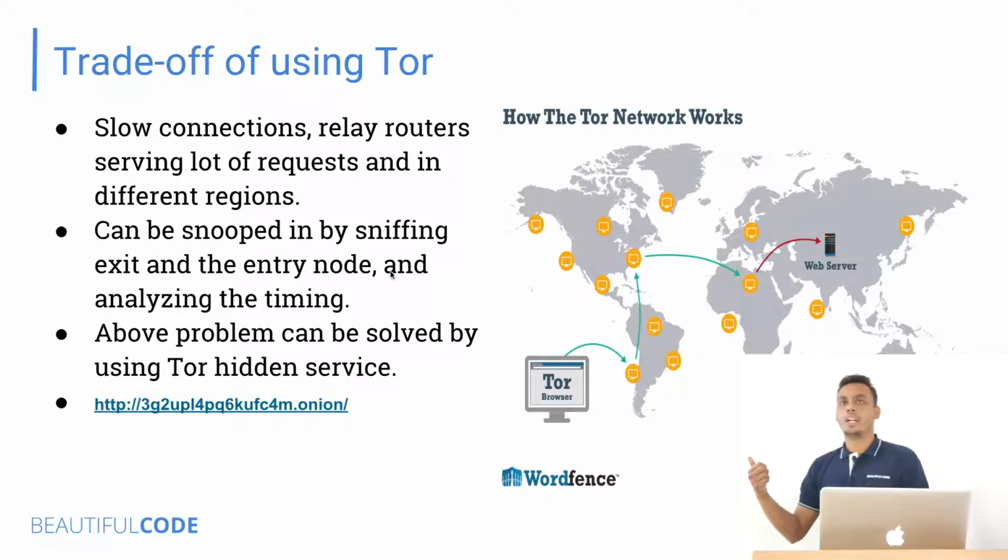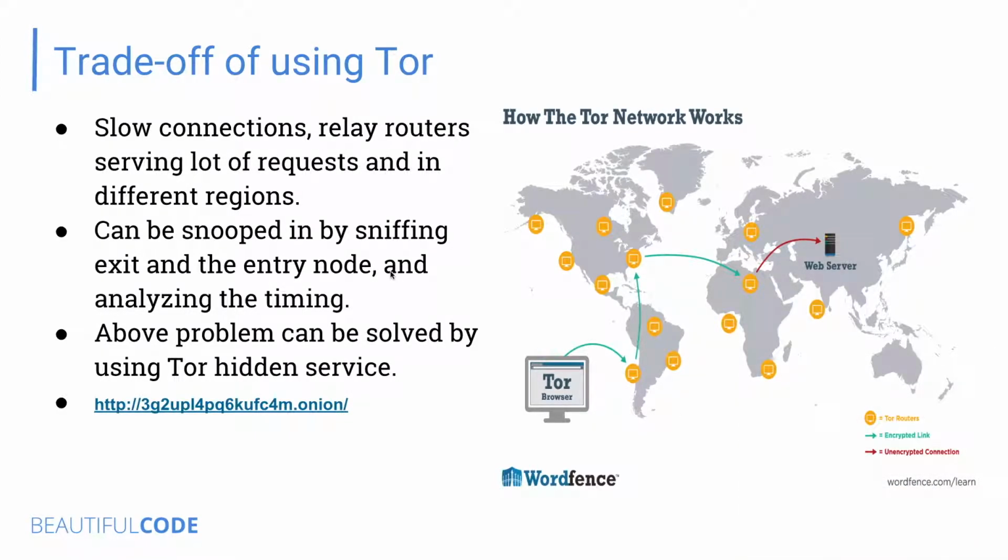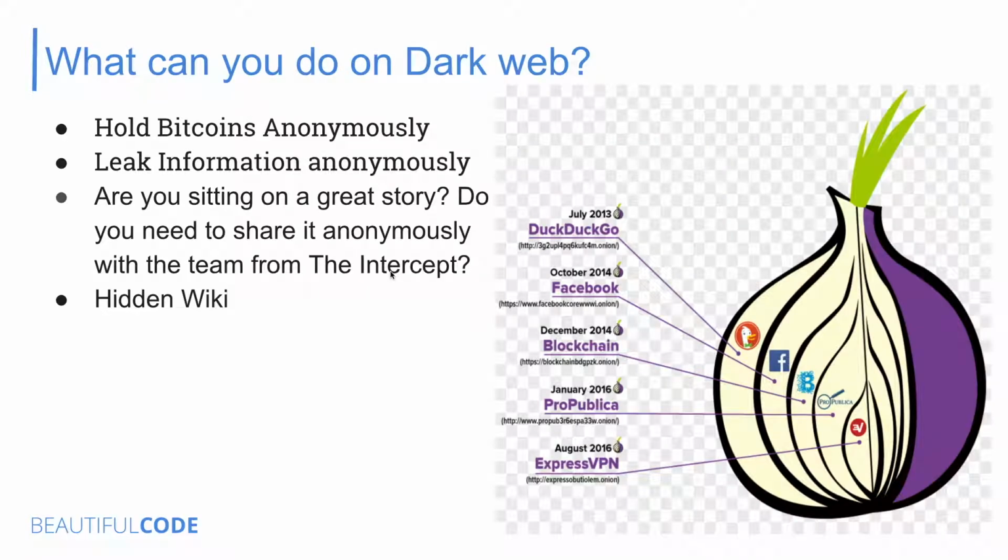So for that Tor introduced the hidden service, which is not in the scope of this, but I'm just letting you know. This is an example of a hidden service address. These are called onion addresses. So what all things can you do on the dark web?